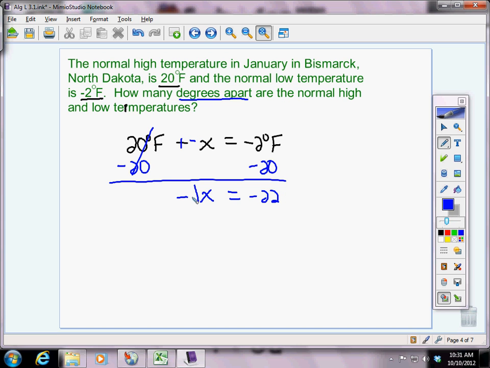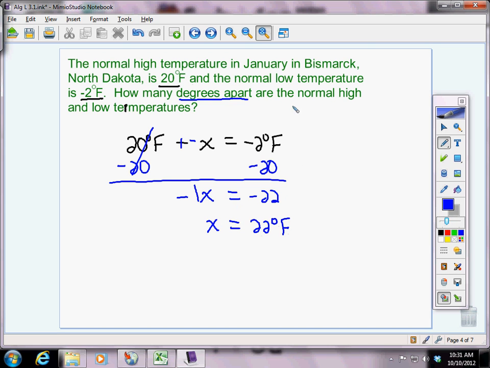You can think of this as saying, negative 1 times what number would equal negative 22? Or again, when you have this negative sign, it's also an opposite sign. The opposite of x is a negative 22, so x has to be a positive 22.